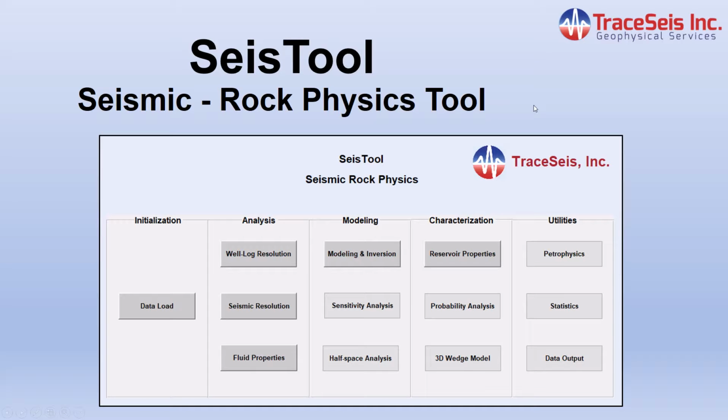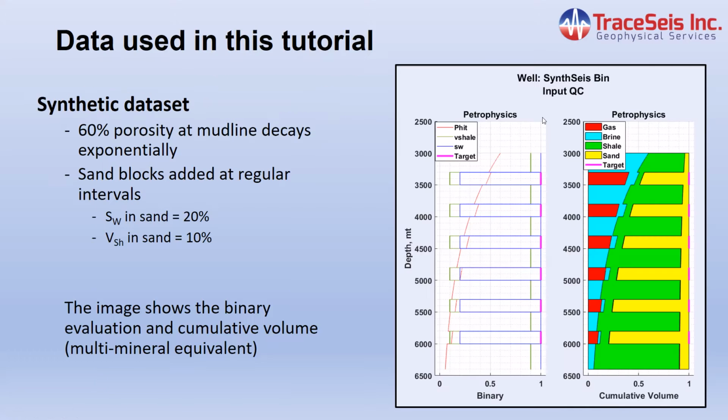This is the tutorial to compute fluid properties in SciTool. The dataset used in this tutorial is a synthetic dataset in which a porosity of 60% is assigned to moduli and porosity is decreased exponentially with depth.